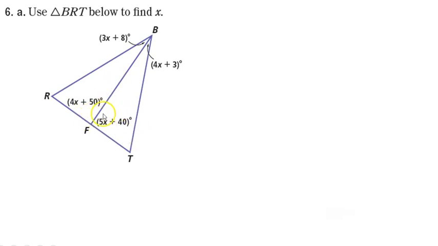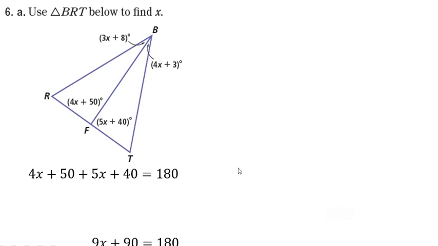So based on that fact, we know that this 4x plus 50 and this 5x plus 40 are a linear pair. This line is a straight line. These two are adjacent angles, so they have to add up to 180. I'm going to take 4x plus 50 and add it to 5x plus 40, and that has to equal 180 degrees because they're a linear pair. Combine like terms, and we get 9x plus 90 equals 180.